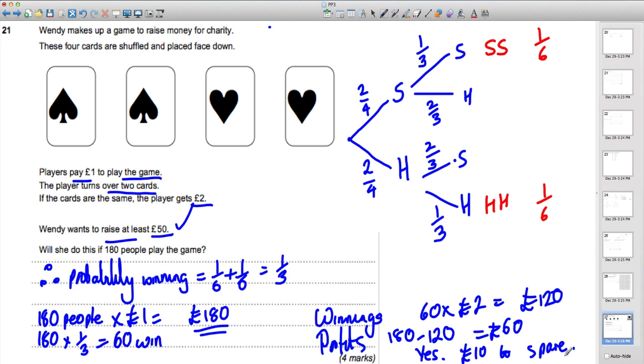Okay? And that's how you do it. I would always, with these ones, go for a tree diagram. It makes life a whole lot easier.